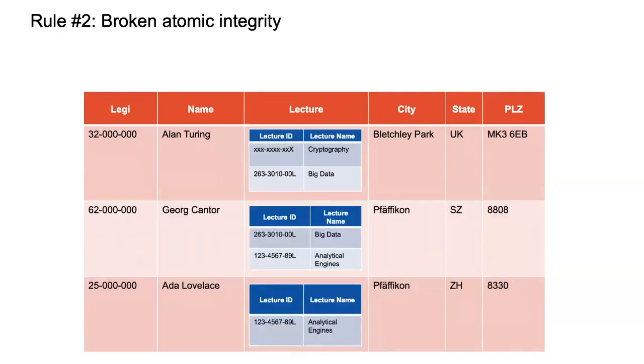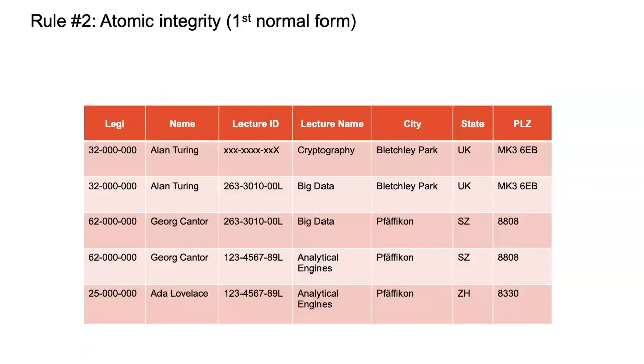This is a counterexample. And you can see here that we have tables in tables, right? We have this big table over there, and then we have 3 tables that are nested inside the cells. It's like the Inception movie, right? A table in a table in a table in a table. So when you allow for that, then you're breaking atomic integrity. You're breaking the first normal form. This has again to do with the notion of scalar value or atomic value. We only allow for atomic values in there.